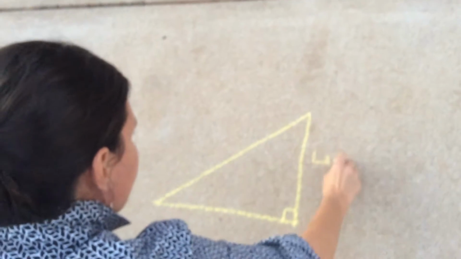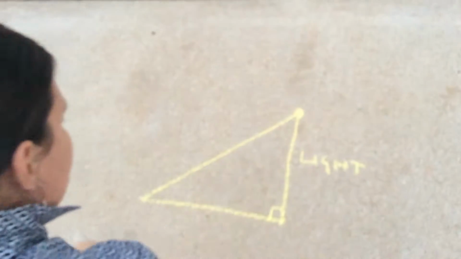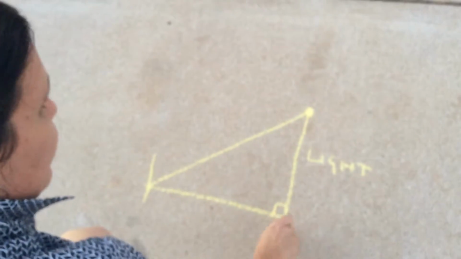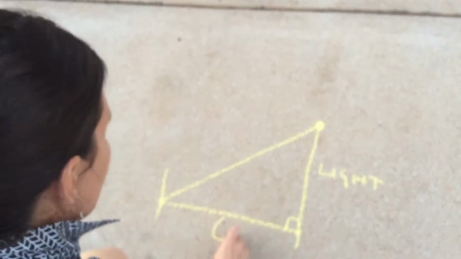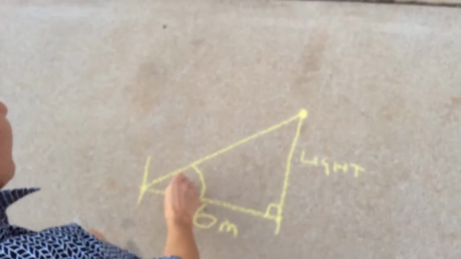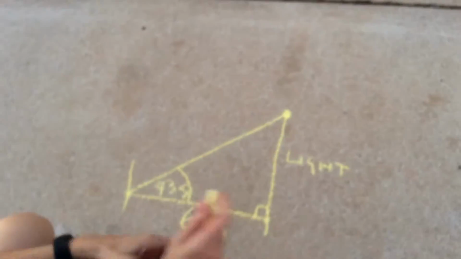And here's our light pole. The light is at the very top, that's what we're measuring. Here is where I was standing, and this distance here is 6 meters. The angle that we've measured here is 43.5 degrees. So now I've got my diagram.